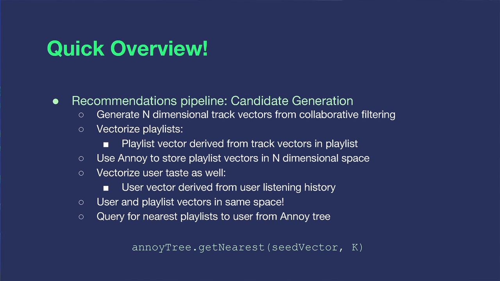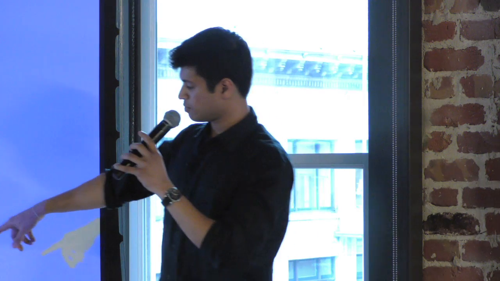So once you have these user vectors and playlist vectors generated in the same space, what that means is they're both generated at the base using the track vectors, you can use the user vector to query the playlist vectors using the ANNOY tree I just talked about. And the way you do that is just annoy_tree.getNearest. The seed vector here can be the user vector, and k can be the number of playlists that you're trying to get, the k closest playlists. So this part gives you the candidates for a user based on the nearest neighbors algorithm.